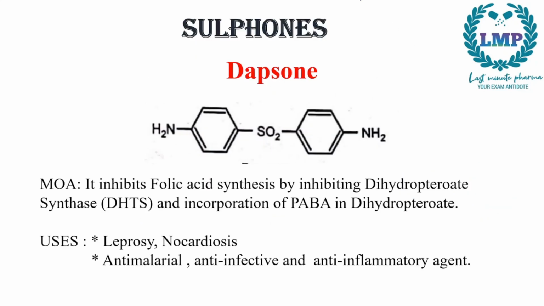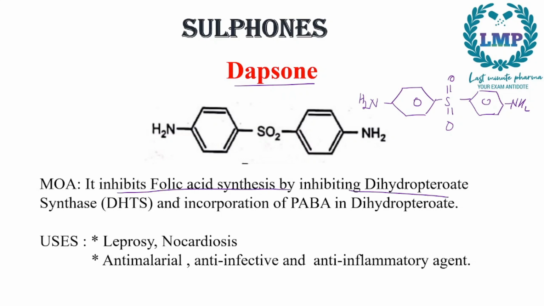Next we have sulphones. In sulphones, the first one we have is dapsone. In the structure of dapsone, since it's a sulfone, it has a benzene ring, an NH2, S double bond O, another benzene. Along with this we have an NH2 group. So this is the structure of dapsone. Now the MOA is, it inhibits folic acid synthesis by inhibiting dihydropteroate synthase and incorporation of PABA into dihydropteroate. The uses include leprosy, nocardiosis, anti-malarial, anti-infective, and anti-inflammatory agent.